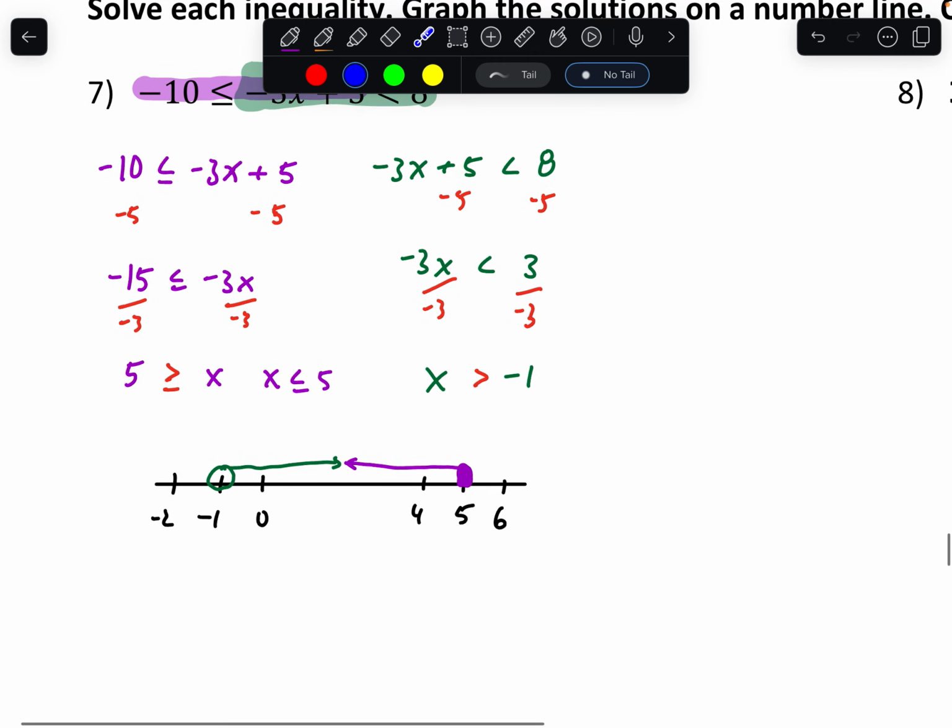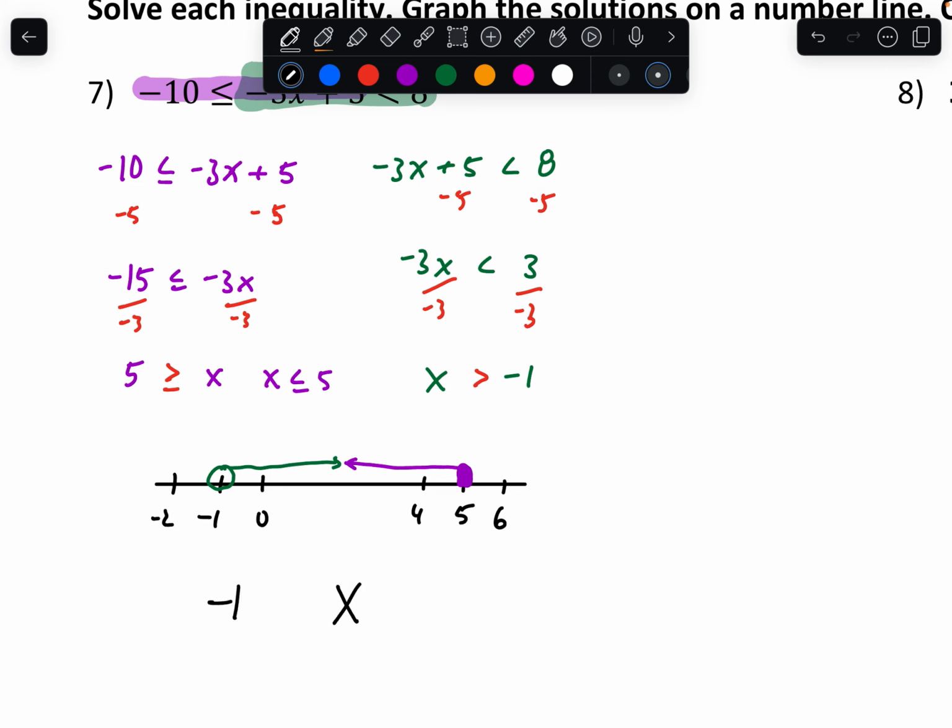And so how we write our answers here, and this is something you need to follow: you put the variable in the middle, and put the number over here on this side. It's almost like I'm copying the number line. It's greater, it's heading towards x, and it's heading towards the 5. This one has an equals sign. So this is how you write a compound inequality answer for an AND.